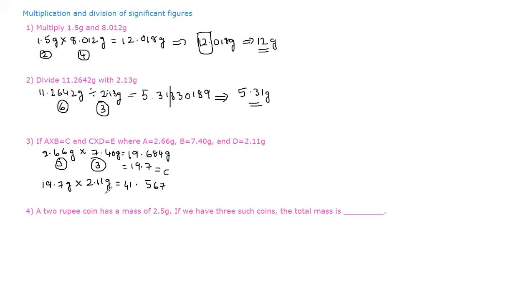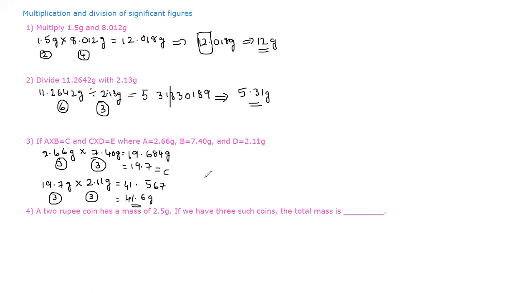41.567. So here in this case, 3 significant figures are there. And in this case also 3 significant figures are there. So you have to round off your final answer to 3 significant figures, means up to here. But 6 is present, so obviously you have to add 1 to 5. Then it will become 41.6 grams.